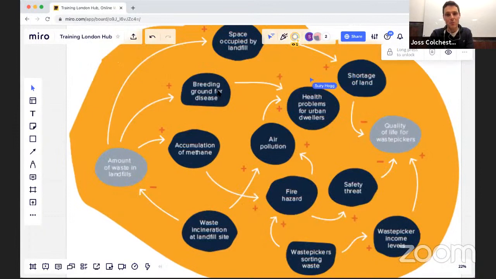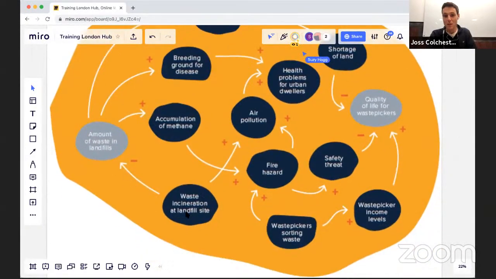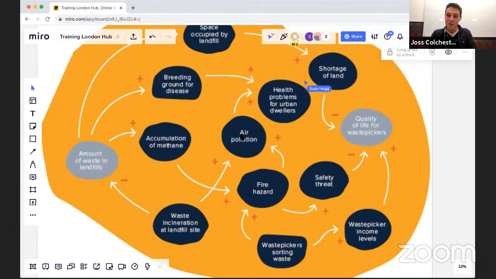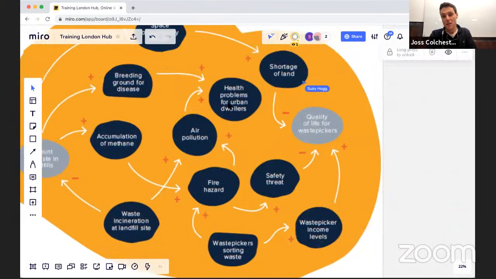Amount of waste in landfills. So breeding ground for diseases. It's saying more waste in landfills, more breeding ground for diseases. More breeding ground for diseases, health problems for urban dwellers. Makes sense. And then it kind of stops there. If we go down here, waste incineration at landfill sites. Those are going to lead to more waste incineration, more air pollution, very likely, which is then again leading into health problems here. Surprised they don't maybe link those two up.